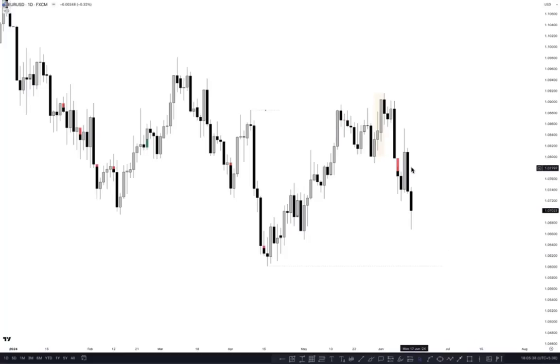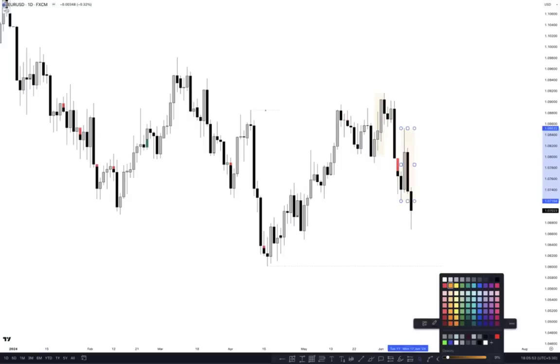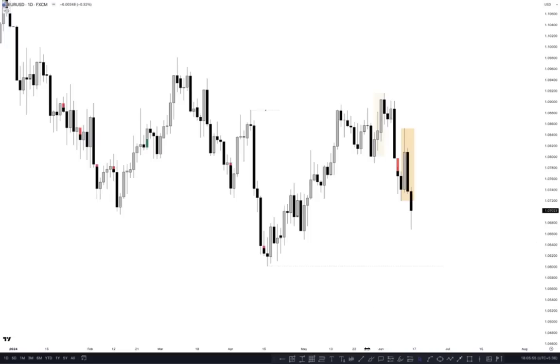This is our zone, price taps here, mitigation, and price drops. Again, this is our last buying momentum before the sell, right here, because this is our order flow. Once price mitigates this zone, probably we can see another sell setup after mitigation.